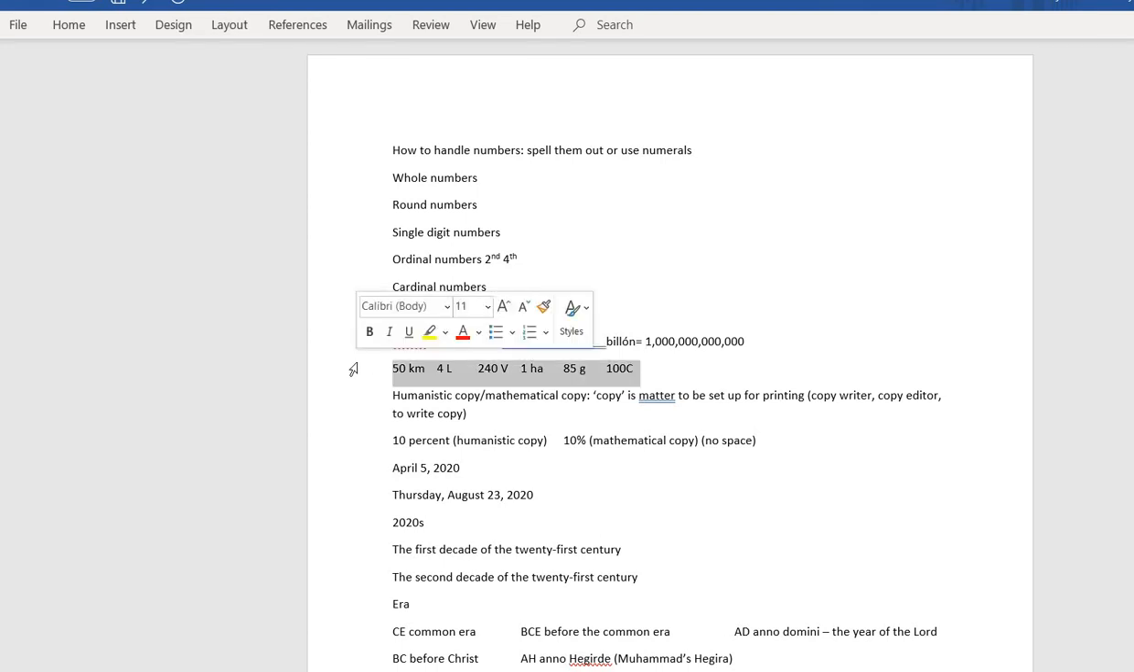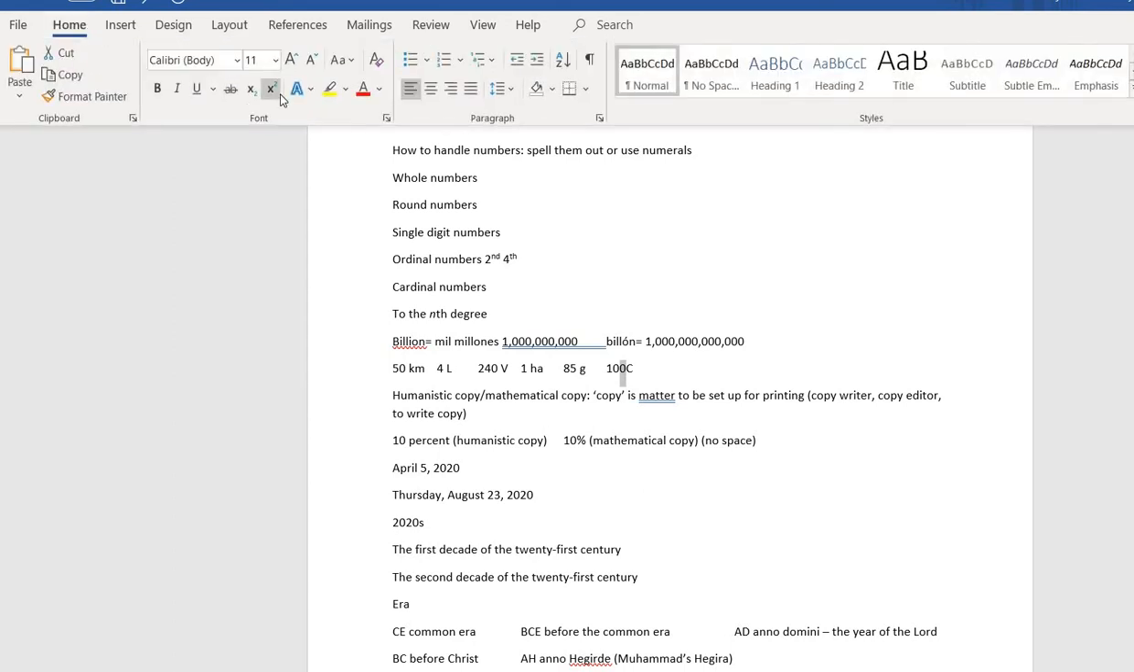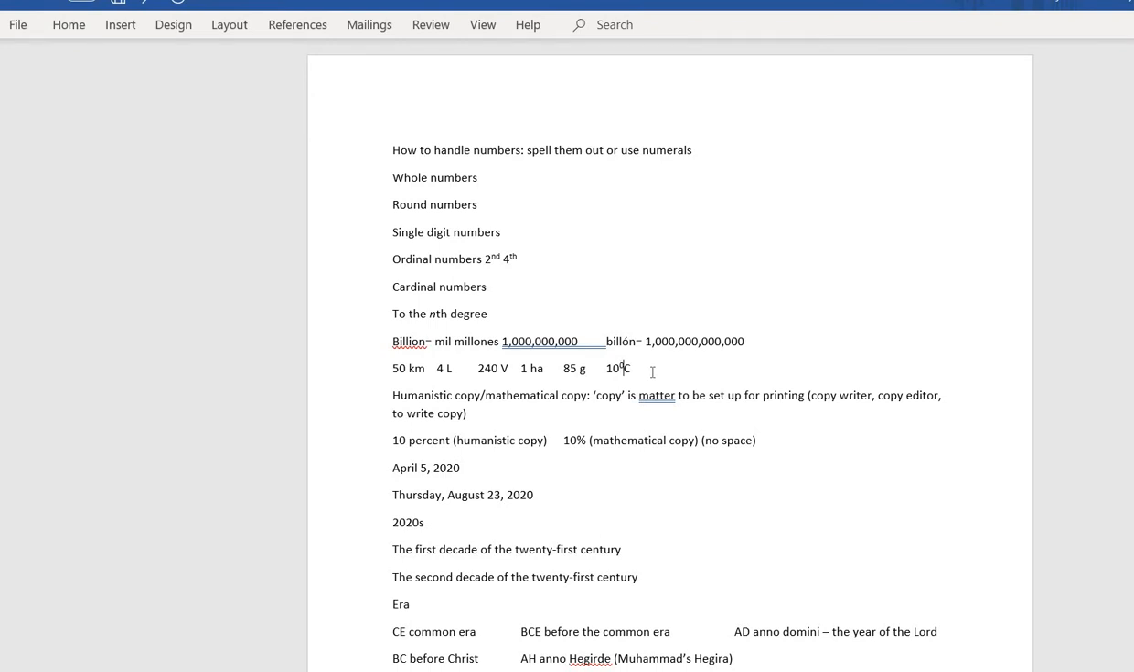This is how we use symbols, right? We leave a space, 50 kilometers, 4 liters, 240 volts, 1 hectare, 85 grams. But look at this. This is not what I meant. I meant 10 degrees Celsius. So I need the superscript, right? And actually there are no spaces here. Yes.